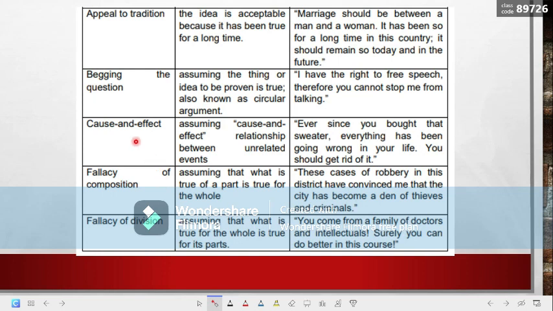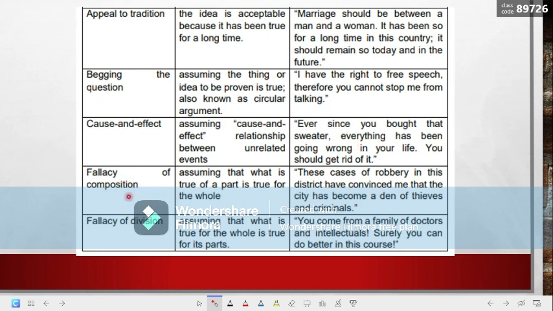Okay, let's proceed to cause and effect. We have assuming cause and effect relationship between unrelated events. We have example, ever since you bought that sweater, everything has been going wrong in your life. You should get rid of it. Okay, so it's obviously two unrelated events, meaning wearing of that sweater versus those things going on in your life, the bad happenings that you have experienced in your life. There's really no connection at all.